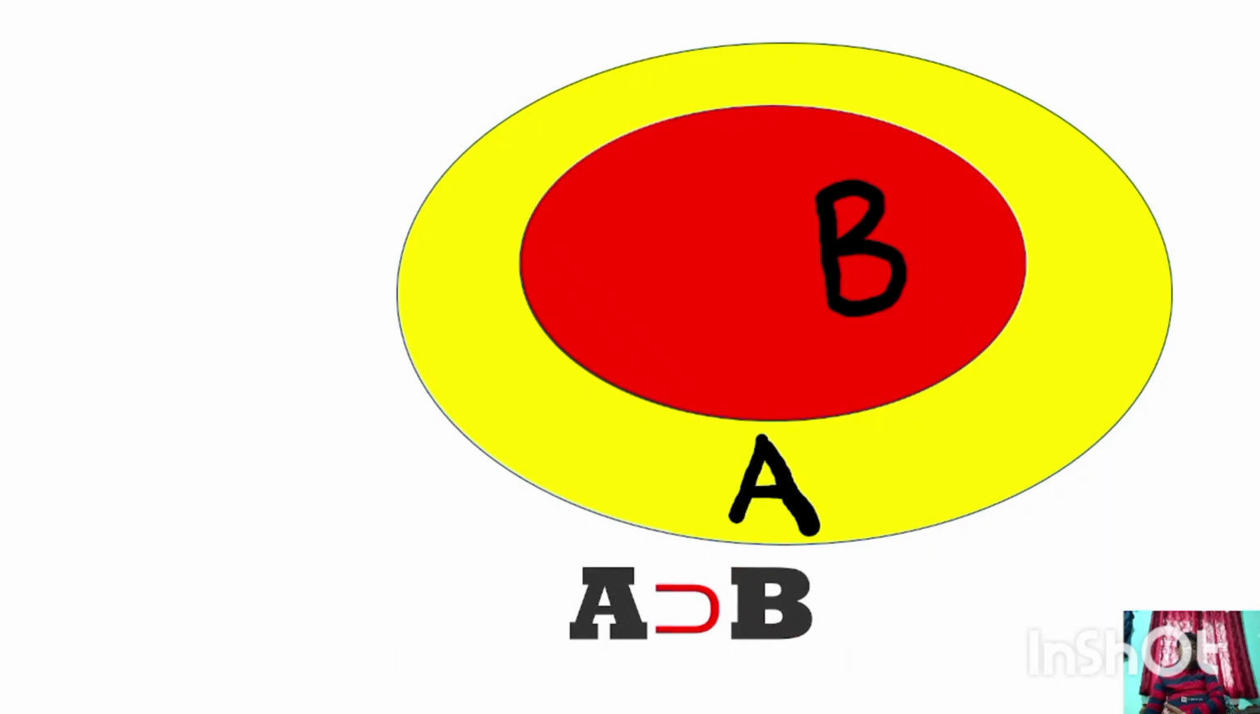Right? So you can write A is a superset of B, because you see the oval structure, yellow structure A, and the red oval structure is inside the yellow structure. It means all the elements of B are in the set A, so A is a superset of B.